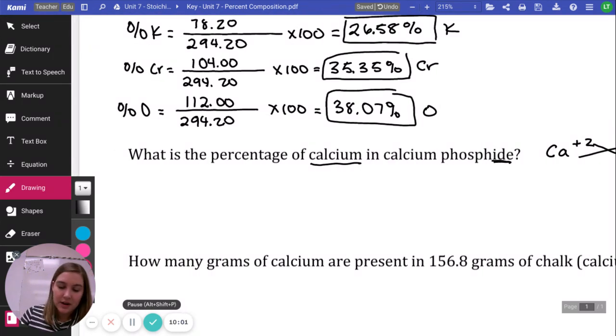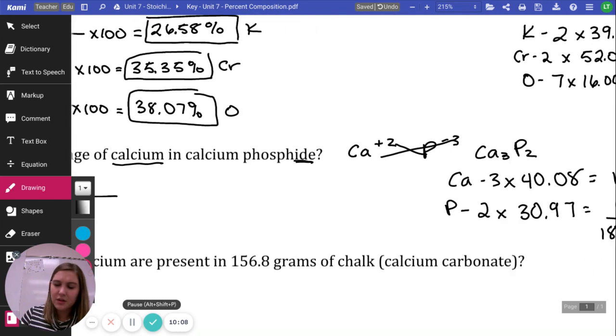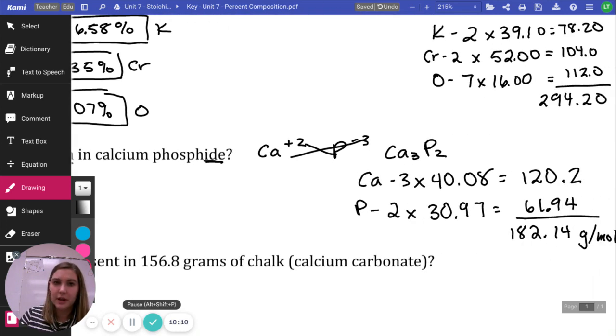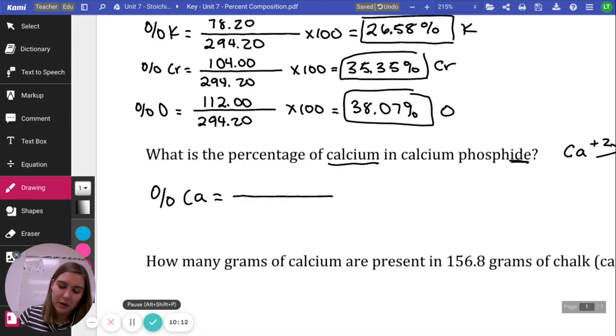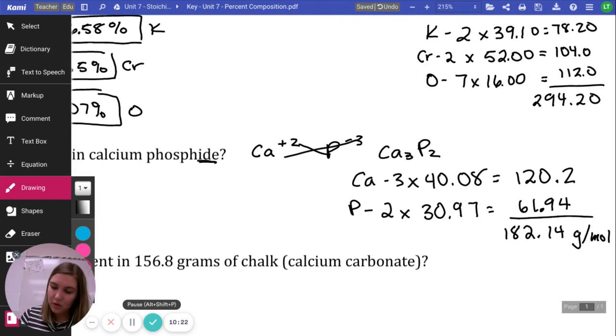Okay, and this time it wanted to know what is the percentage of calcium. So we're just going to solve for 1. We want to know percent calcium. So it's going to be the mass of our calcium. Once again, the total mass of our calcium is 120.2, divided by our total mass. Our total mass here was 182.14.